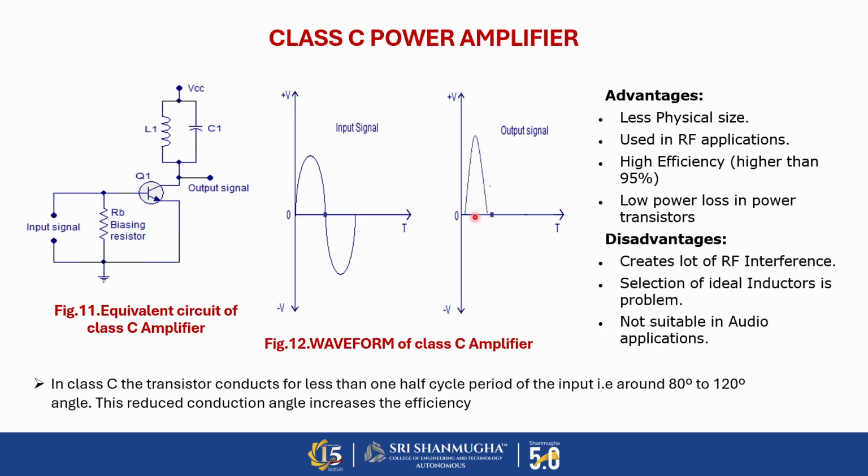The advantages of the class C amplifier are that it has a small physical size, it is used in RF applications, and it provides low power loss in the power transistor. The disadvantages of this power amplifier are that it is not suitable for audio applications, and it creates RF interference at the output level.